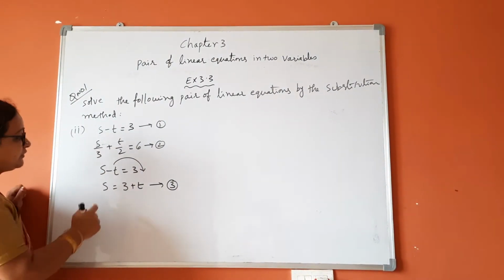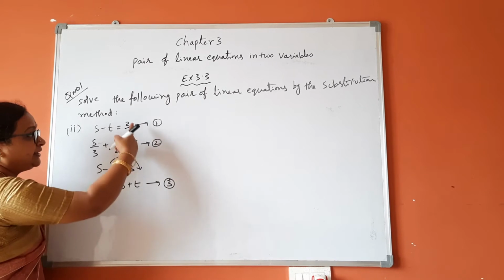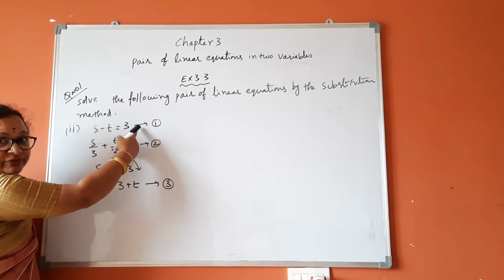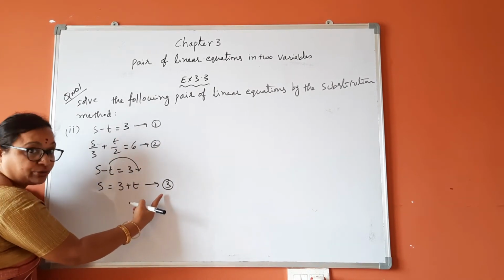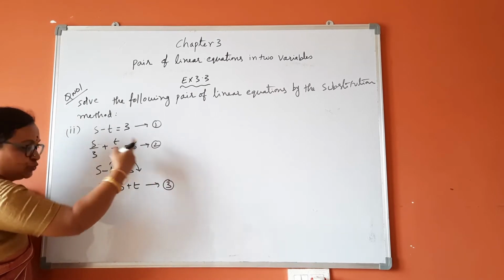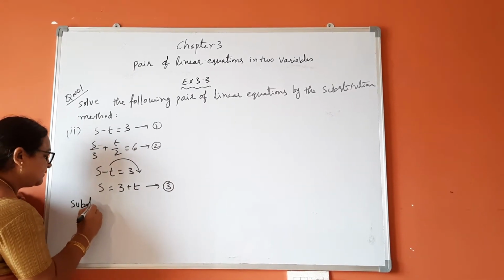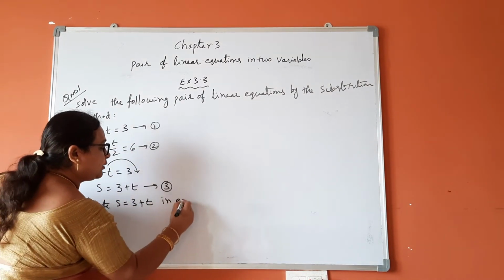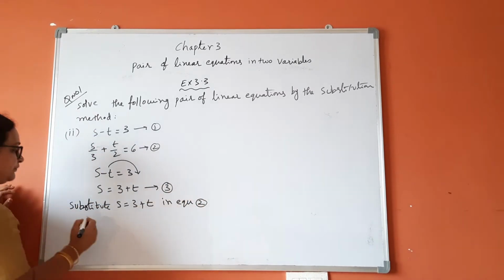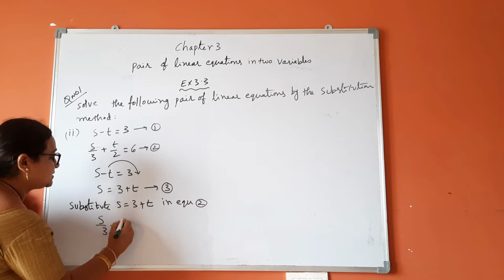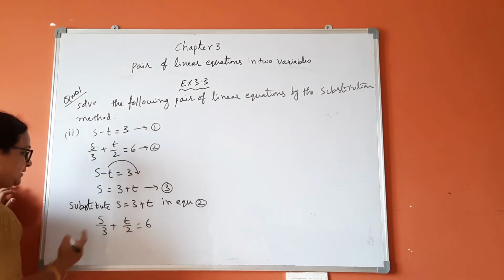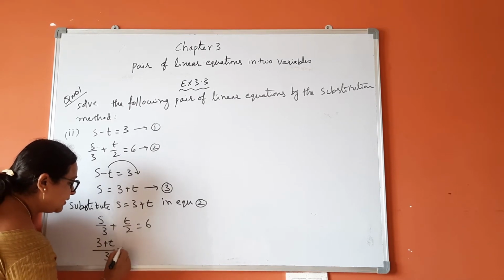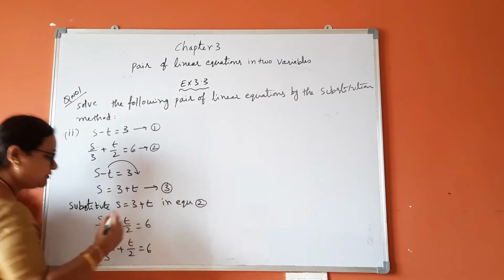Now, we substitute the value of s in equation 2 because this equation 3 we got it from equation 1. So, we have to substitute this value of s in equation 2. Substitute s is equal to 3 plus t in equation 2. What is equation 2? s by 3 plus t by 2 is equal to 6. s is nothing but 3 plus t. So (3 plus t) by 3 plus t by 2 is equal to 6.